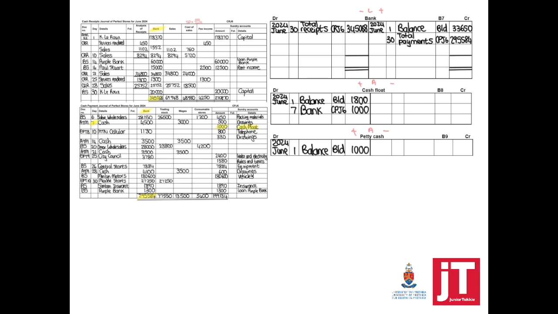Please be careful. Just because I started with a credit balance doesn't mean that I'm going to end with a credit balance. It is clear that my total receipts exceed my total payments, and considering the overdraft balance that we had in the beginning, this means we now went from a negative bank balance to having a positive bank balance on the debit side. So again, be careful with your bank. Cash float, there's nothing on the credit side, so we just draw a line and we total.